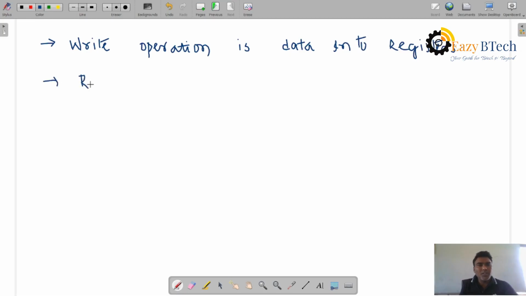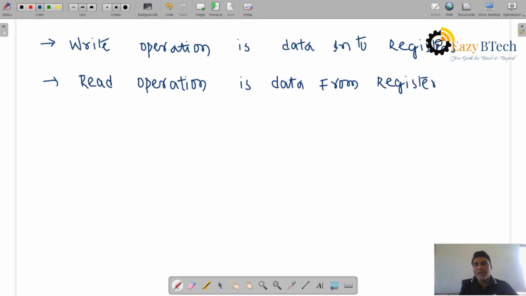For the read operation, what is a read operation? The read operation is data from registers. It will come out from the registers. Data from registers is a read operation, right? So this is what is happening.